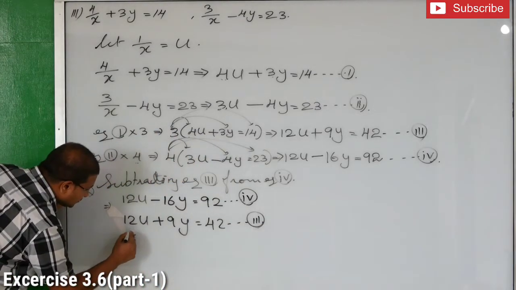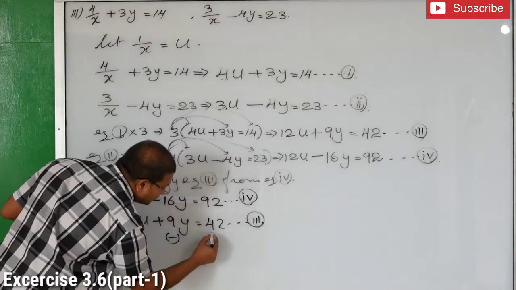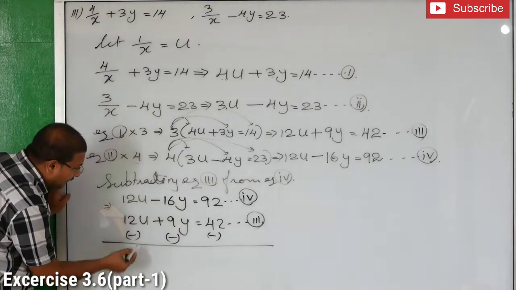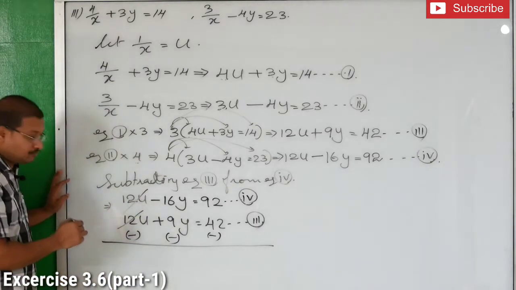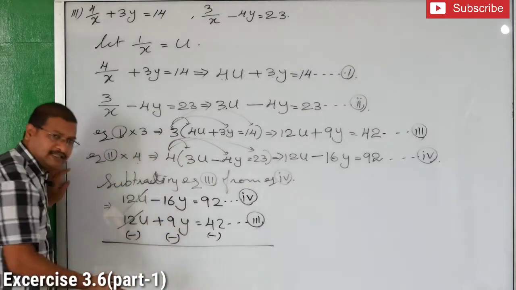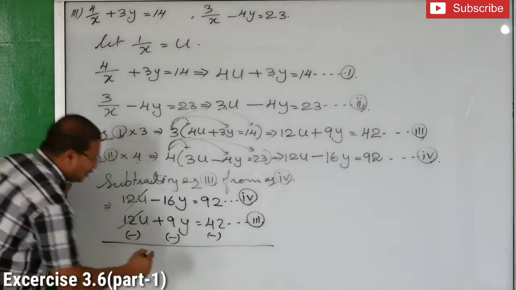Subtracting means minus becomes plus, and plus becomes minus when you subtract. Ready? Now 12u minus 12u will cancel. Now minus 16y minus 9y, minus into minus is plus, that means 16 plus 9. Yes, how much?